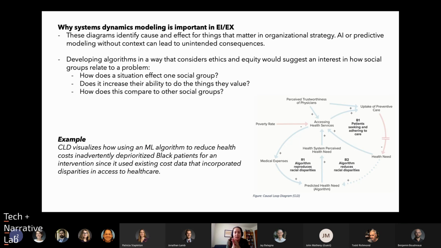So why is this important for EIEX? As I mentioned, these types of diagrams and methods can identify the cause and effect of things that might otherwise be missed. A lot of what systems thinking and systems dynamics looks at is feedback loops. In the example graphic on this page, I won't go into too much detail, but where there's a dotted arrow, that's an example of a positive feedback loop that we might want to include, which without this type of method might otherwise be missed.